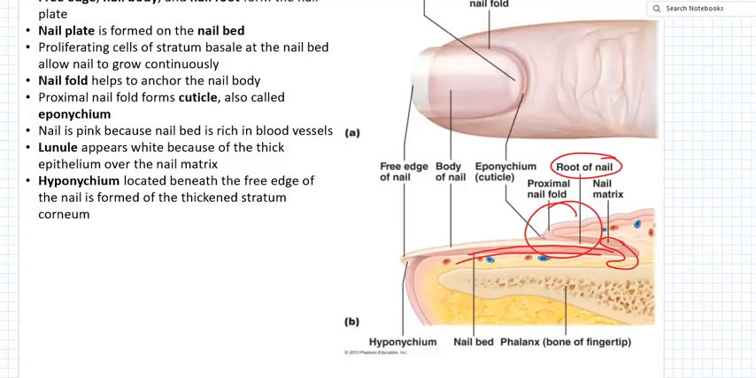And the cuticle is called eponychium. The area under the edge is called hyponychium, and that is the free edge.